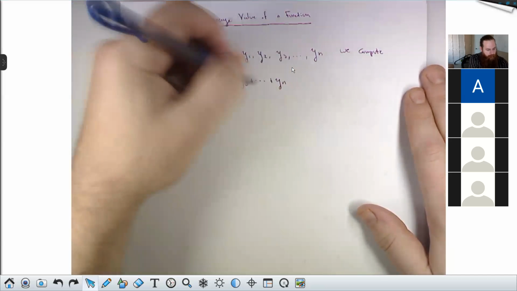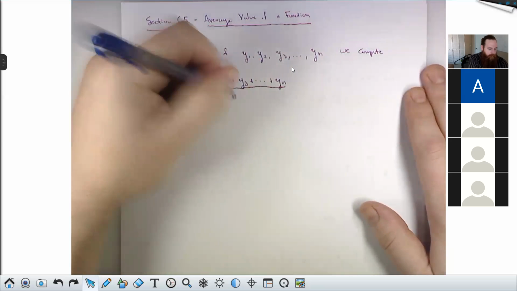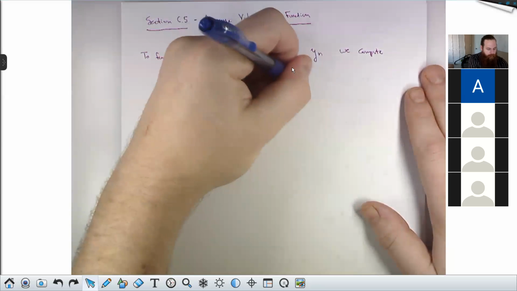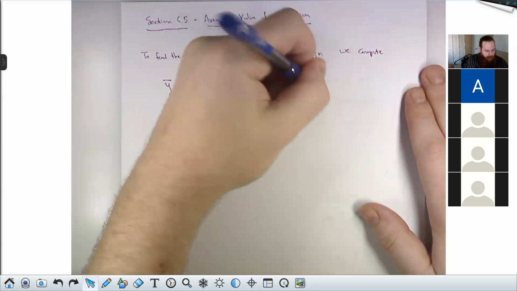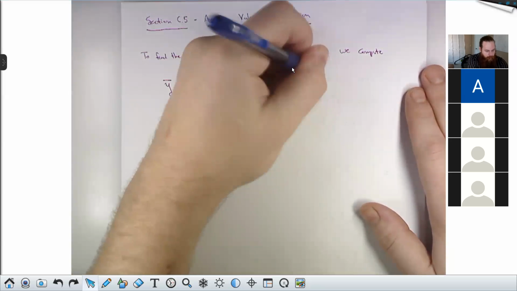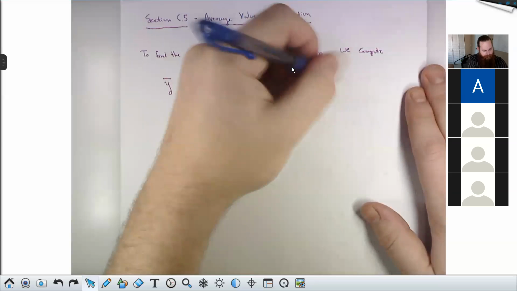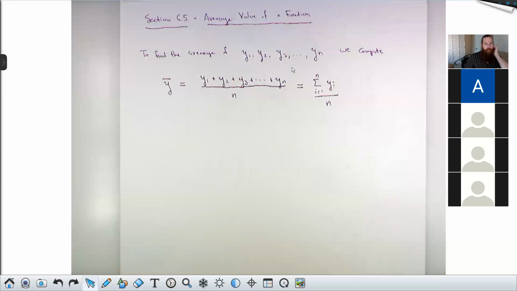So there's n of them. And then you divide by the number of things. You can write this in the sigma summation notation as the sum from i equals 1 to n of the yi's, all divided by n. So we're going to use a little bit of this sigma notation today.